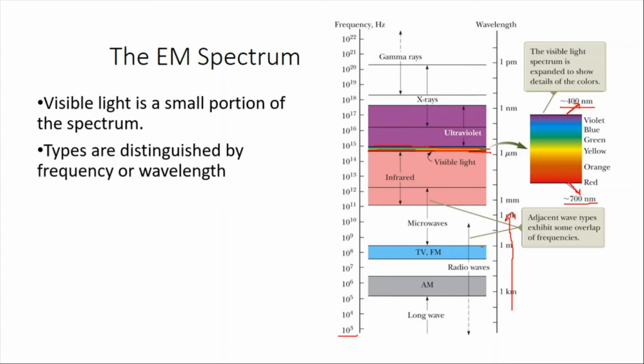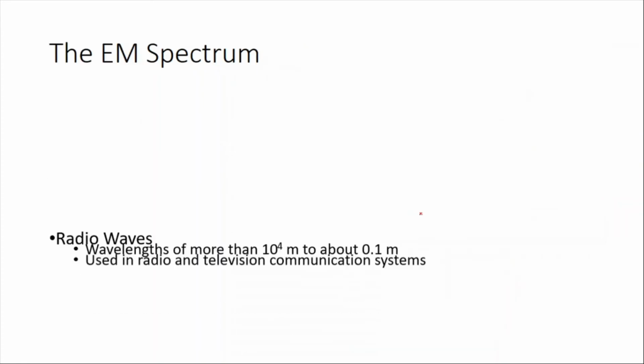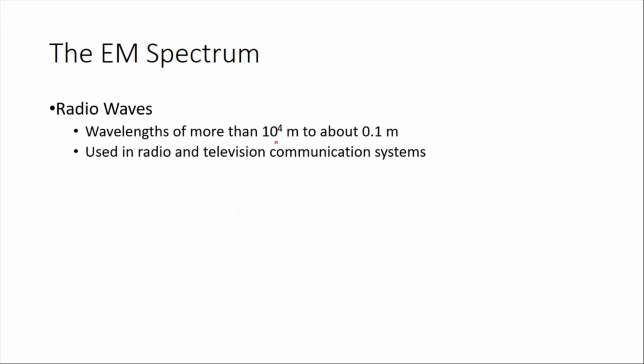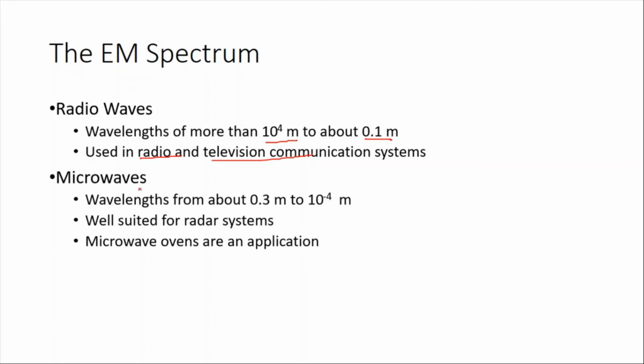So this type of electromagnetic waves is distinguished by frequencies or by wavelengths. Let's look at the radio waves. Their wavelengths change from 0.1 meter up to 10 to the 4 meters, and we use the radio waves in radio and television communication systems. On the other hand, the microwaves have wavelengths ranging from 0.3 up to 10 to the negative 4 meters, and we use them in radar systems, and also in microwave ovens.